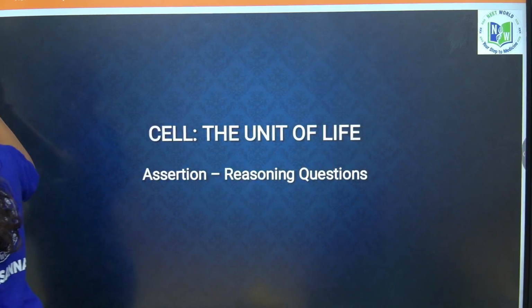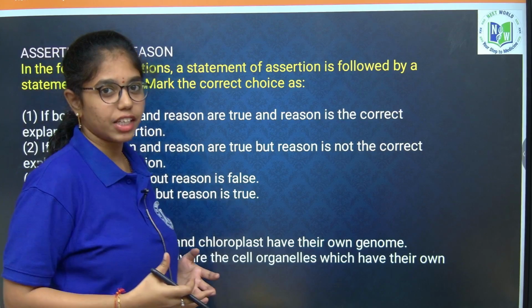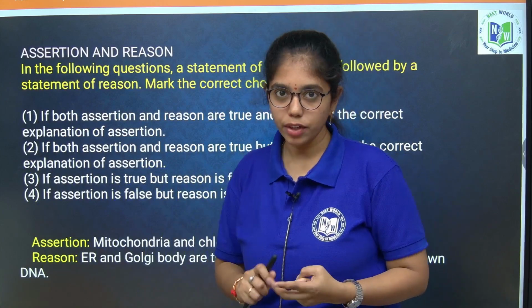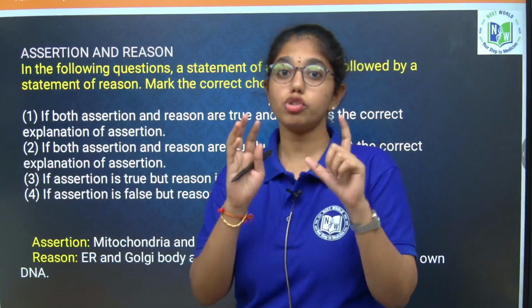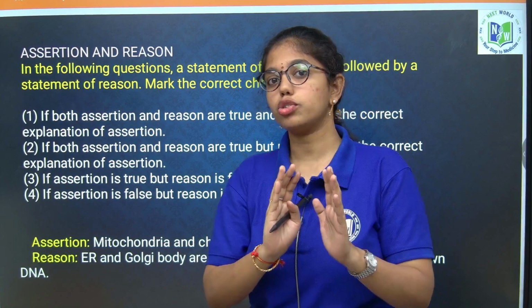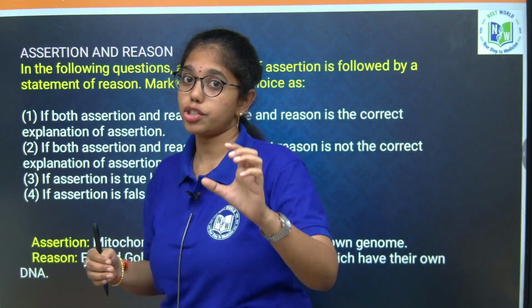Today I am here to discuss assertion reason questions from the chapter Cell the Unit of Life. Assertion and reasoning questions are always the most challenging to choose, most importantly between options 1 and 2. Option 1 you need to choose only when the reason is explaining the assertion. How will we get to know whether the reason is explaining the assertion or not?